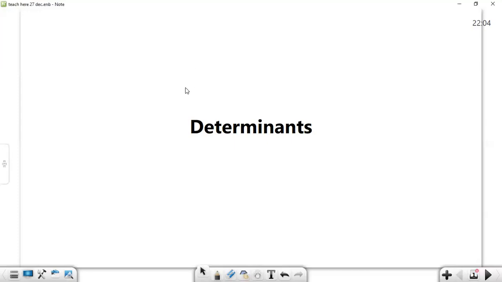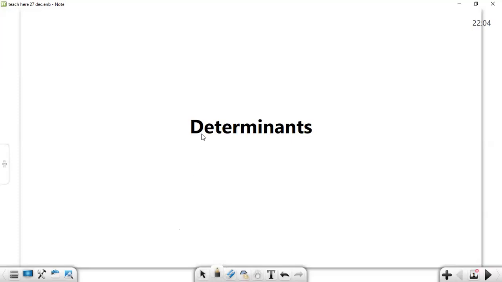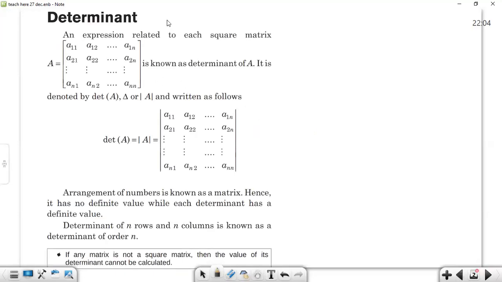Okay. So determinants is an important chapter. It's very easy. Most of the questions in the determinants chapter are asked based on properties only. So we have discussed matrices already.